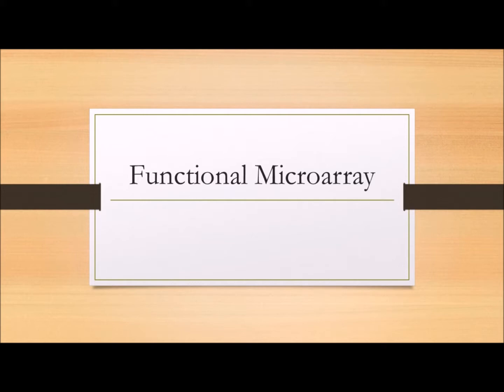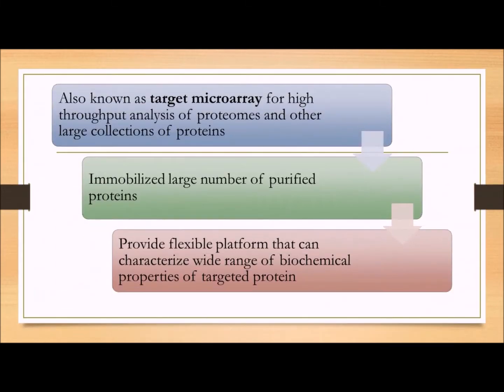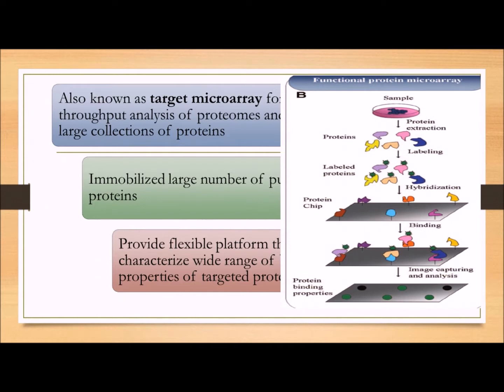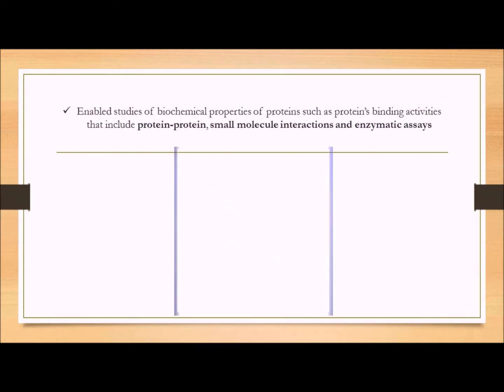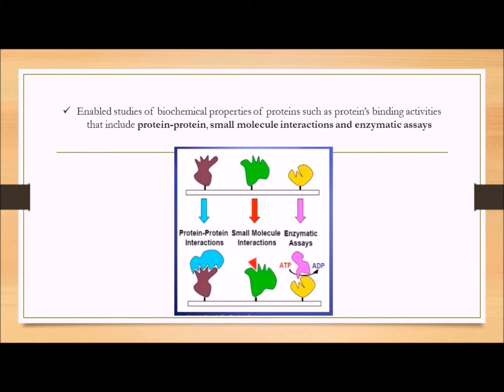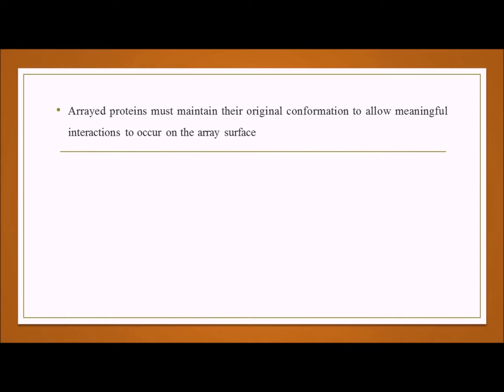Functional protein microarray. Functional protein microarray is also known as target protein microarray, which is an important tool for high-throughput analysis of proteomes and other large collections of proteins, developed by immobilizing a large number of purified proteins. This enables study of various biochemical properties of proteins, such as binding activities. The principle behind this array is that the array protein must maintain the original conformation so that meaningful interaction can occur on the array surface.